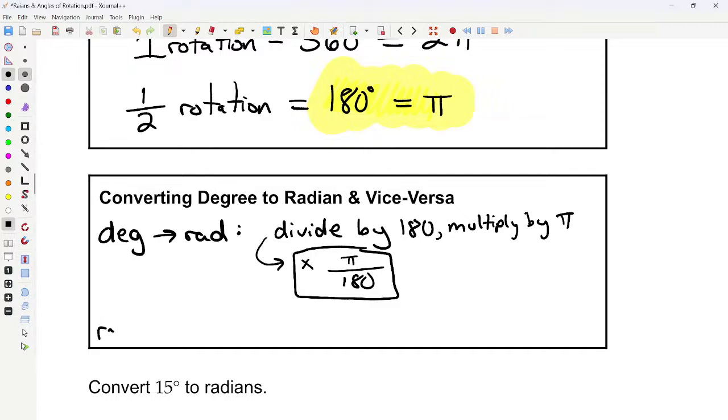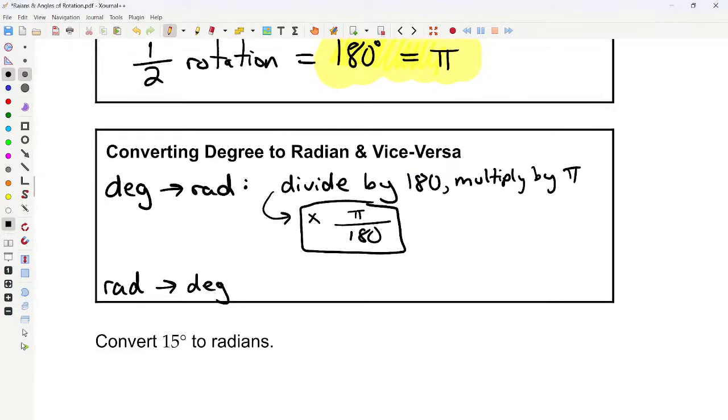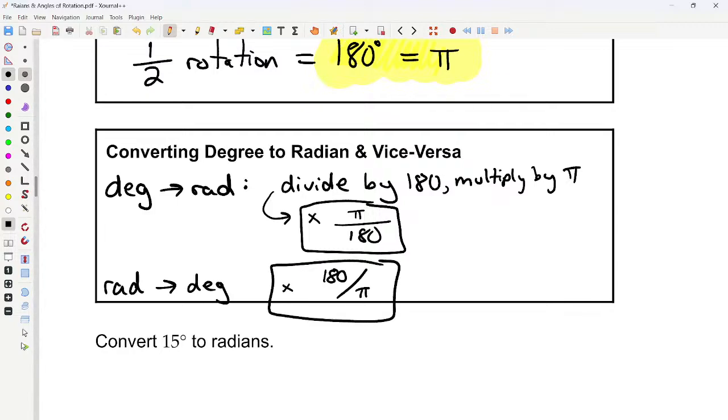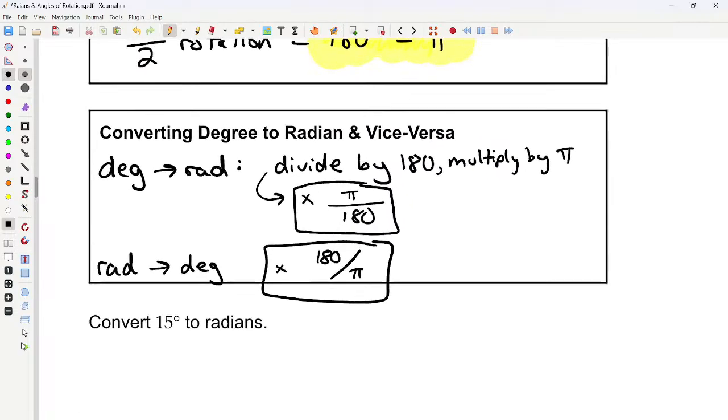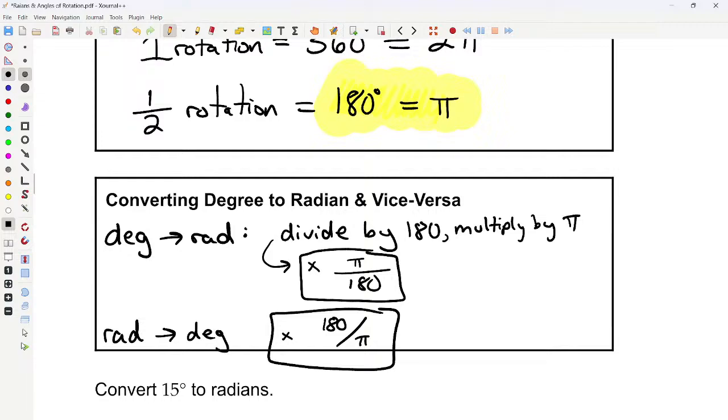Very similarly, to go from radians to degrees, we could divide by pi and then multiply by 180, but I'll just cut to the chase. You're going to multiply by 180 over pi. Literally stems from right here, knowing the conversion rate.